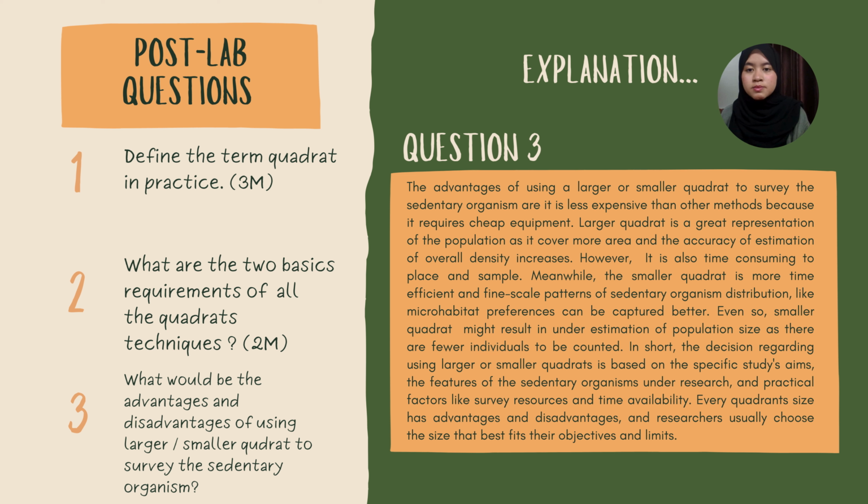Meanwhile, the smaller quadrat is more time efficient and fine-scale patterns of sedentary organism distribution, like microhabitat preference, can be captured better. Even so, smaller quadrat might result in underestimation of population size as there are fewer individuals to be counted. In short, the decision regarding using larger or smaller quadrats is based on the specific study's aims, the feature of the sedentary organisms under research, and practical factors like survey resources and time availability. Every quadrat size has advantages and disadvantages, and researchers usually choose the size that best fits their objectives and limits.